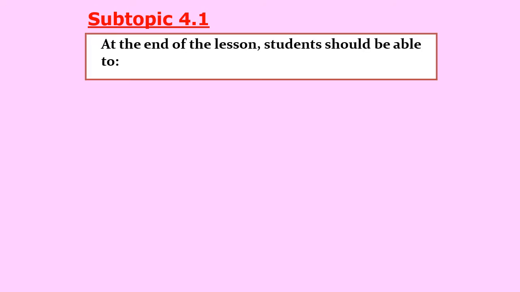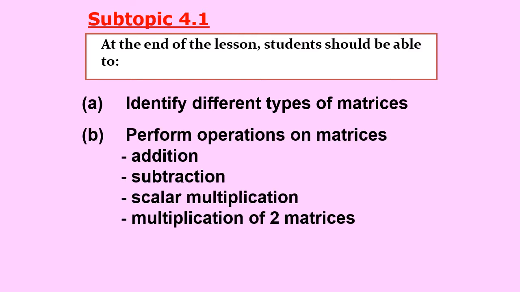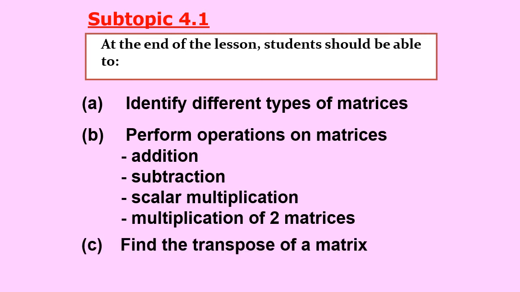Subtopic 4.1. For this lecture, we are going to focus on 4.1, at the end of which students should be able to identify different types of matrices. And then perform operations on matrices, which include addition, subtraction, scalar multiplication, and multiplication of 2 matrices. And the last one is to find the transpose of a matrix. So for the first part of this lecture, we are going to focus on the first and second, and the third part.